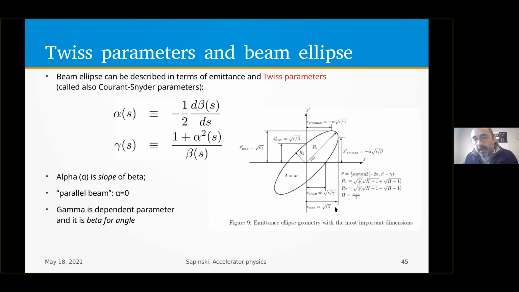The beam size here is defined by the emittance and the beta function. The divergence of the beam is defined by the emittance, beta function, and alpha function, right? Or no, even here, it's, yeah. All right, so basically knowing the emittance and two of the three parameters, because the third one depends on the alpha and beta, we know everything about the beam.